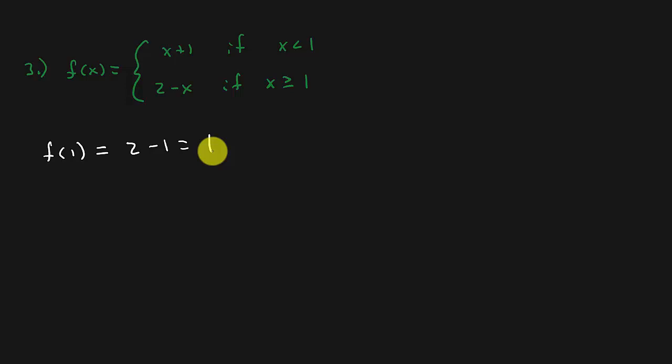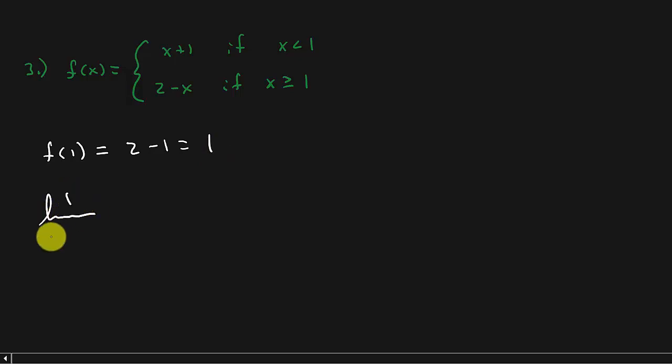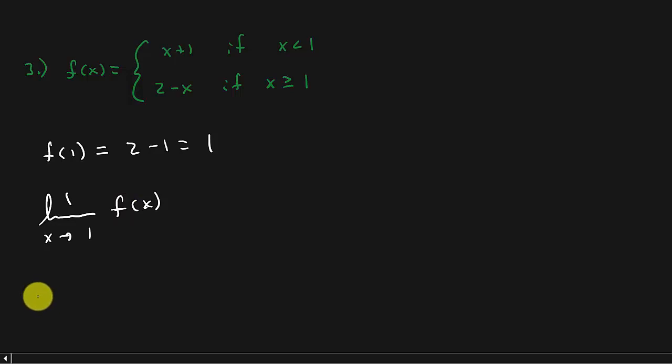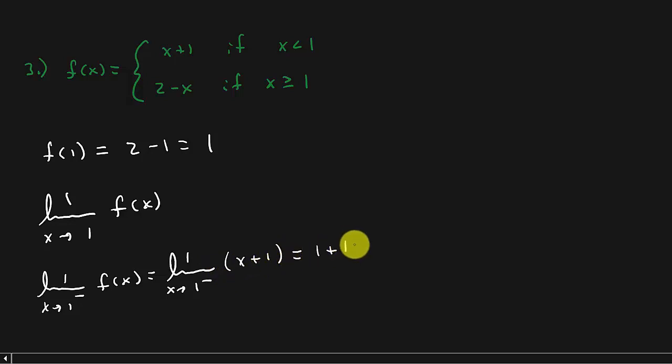Now we have to see if the limit exists. We need to find the limit as x approaches 1 of f of x. So how do we do that? Well, you know how to do that. We did it earlier. Remember, we have to show that the limit from the left and the limit from the right are the same. So the limit as x approaches 1 from the left of f of x. Now remember, we're going to use this top one. That's going to be x plus 1. So that's going to be 1 plus 1 equals 2.